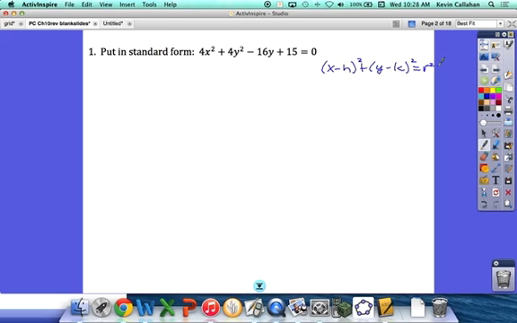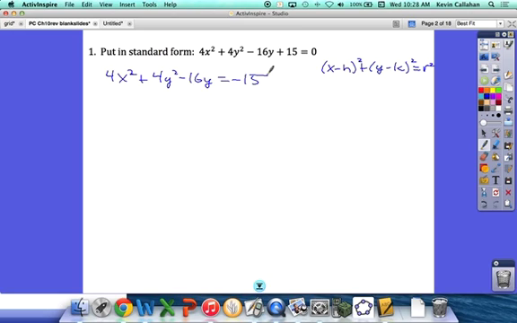So remember the steps for completing the square. First, you get the x terms together and the y terms together. In this case, there only is one x term, right? There's no x to the first. So we'll have 4x squared. Right. Then we get the y terms together. They already were, but let me do this. 4y squared minus 16y equals negative 15. Right. Move the constant to the other side.